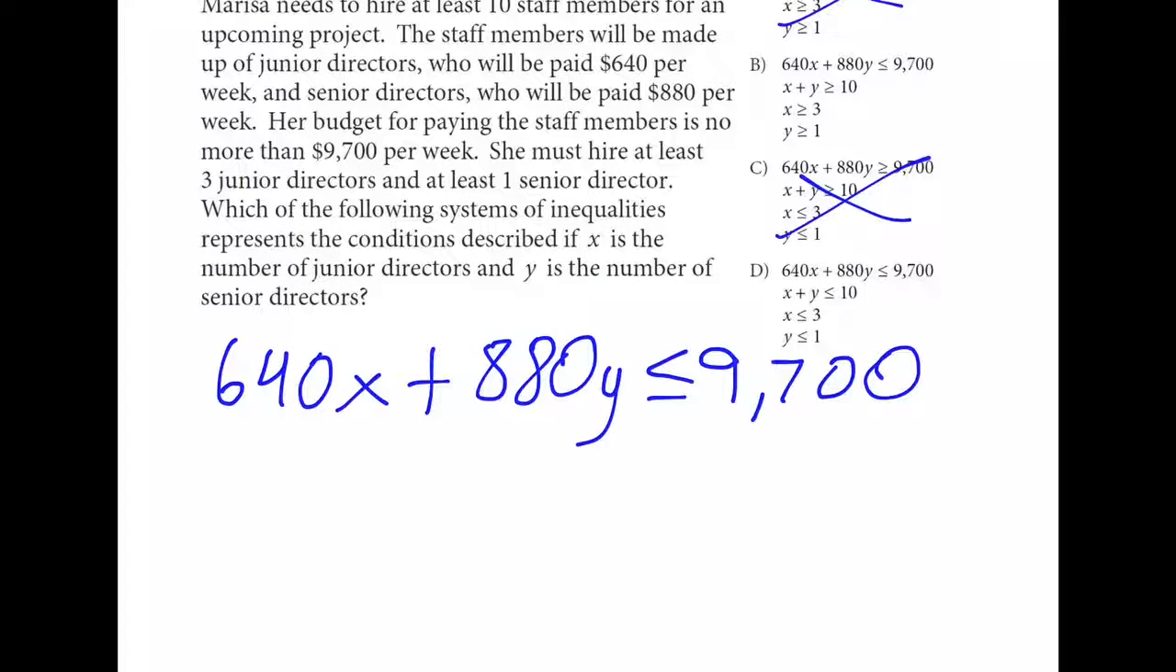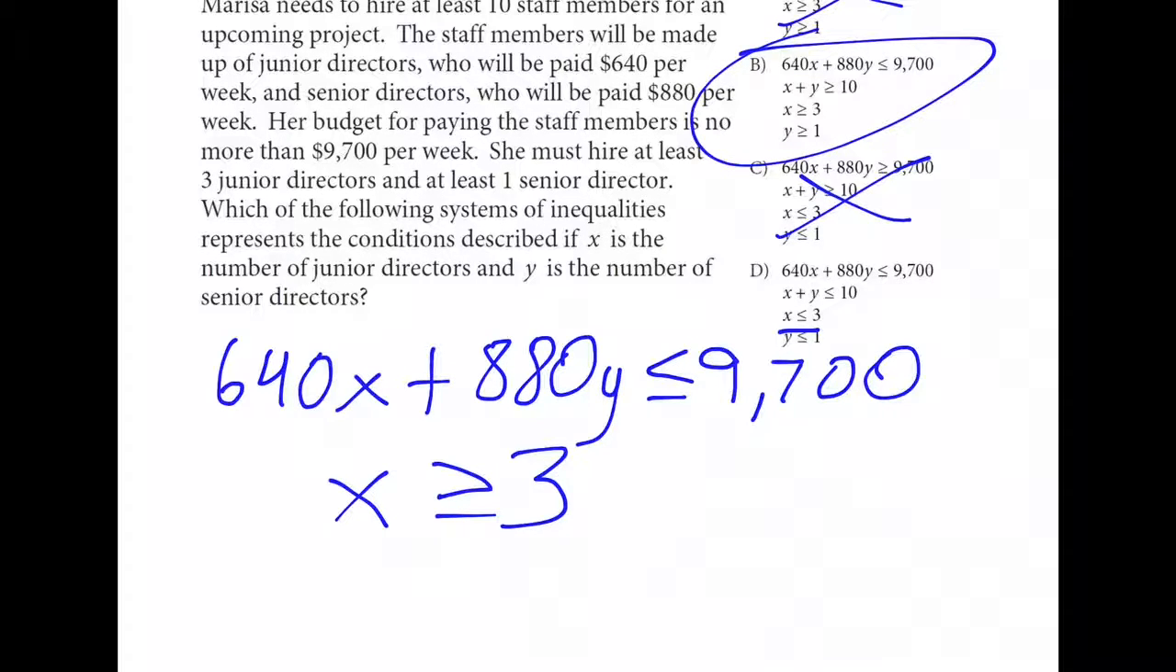If we start to write down some of the other inequalities, she must hire at least 3 junior directors. At least means it could be 3 or it could be more. So your X value is either going to be greater than or equal to 3. And in fact, we see that's why D is incorrect. We don't have to keep going. We could, but we don't have to. We can recognize that B is the correct answer.